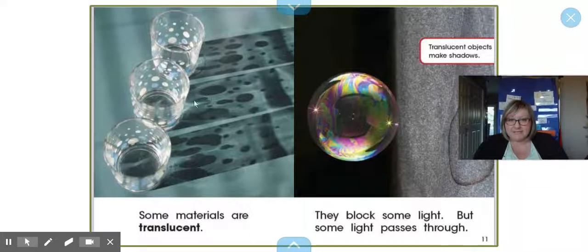So as we look at this, I see that yes, that light is coming through the glass a little bit. So it's almost like in the middle, okay? It is letting some light through, but it's also blocking some light. It does a little of both. Okay, let's see what else we have.